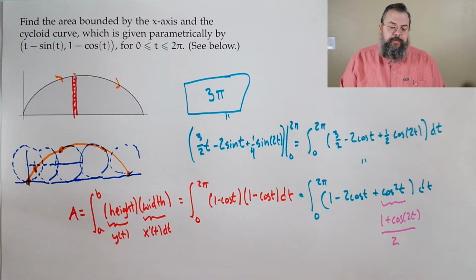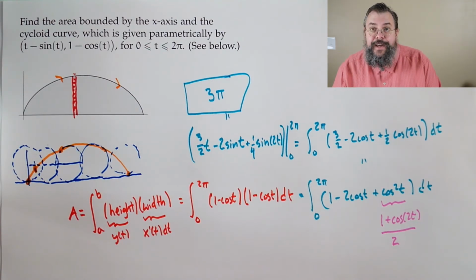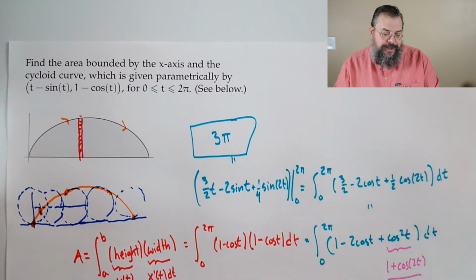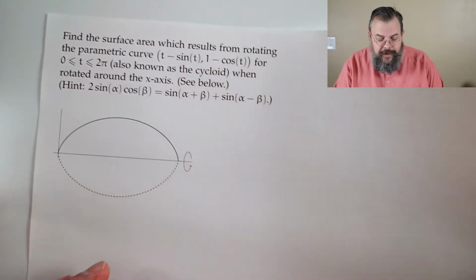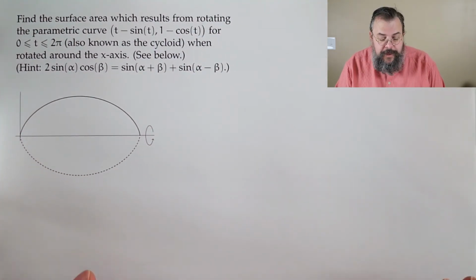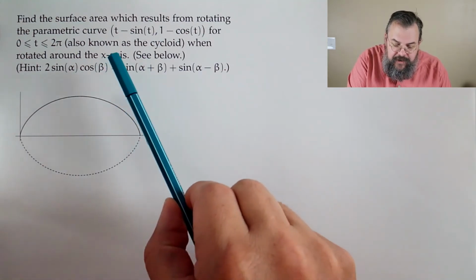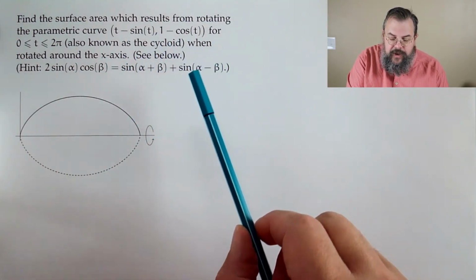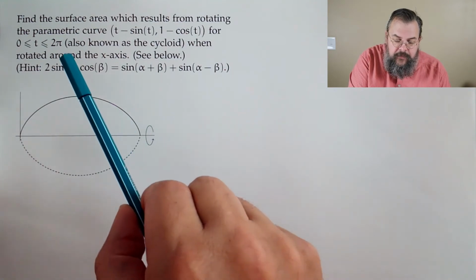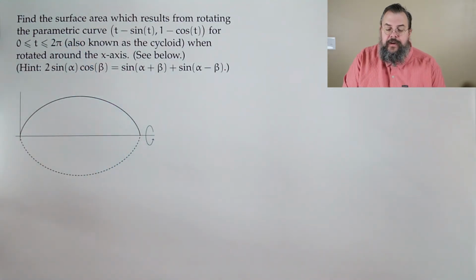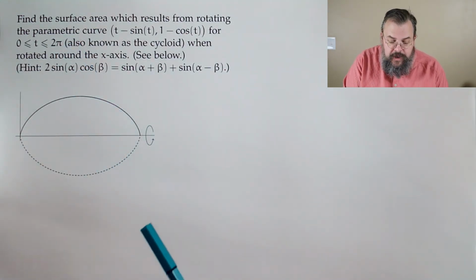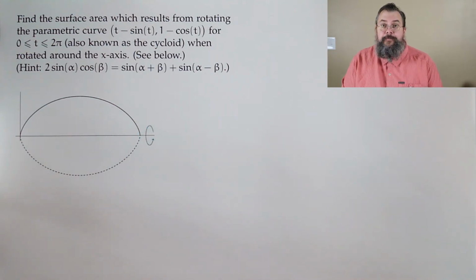Beautiful. 3 pi. Well, interesting. I wonder if there's anything else we can do with our curve. Well, let's do this. Here we go. It's the same curve. It's the cycloid, right? So it's t minus sine t, 1 minus cosine t, and we're going to find the surface area, which results when we spin it here around the x-axis.